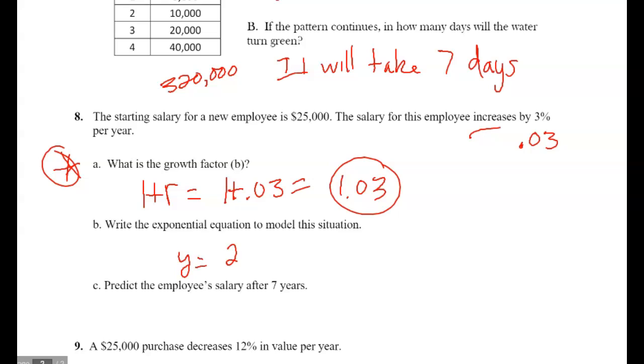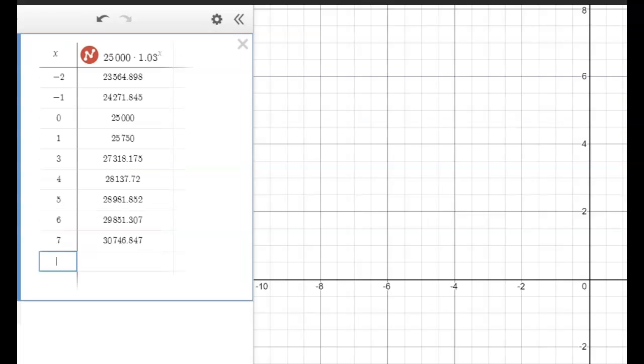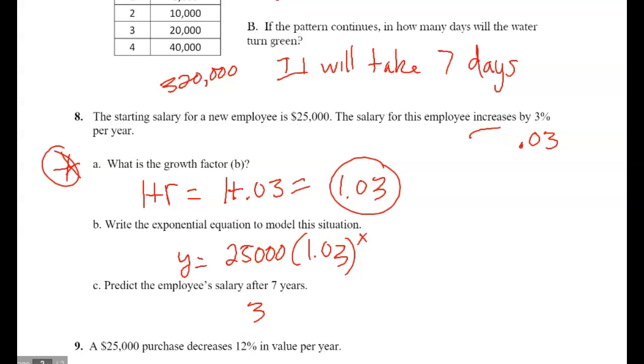What's our equation? 25,000 times 1.03 to the x. Needed after 7 years, so we come over here. 25,000 times 1.03. You could, instead of doing x, you could just put in that 7. But it's 30,747.